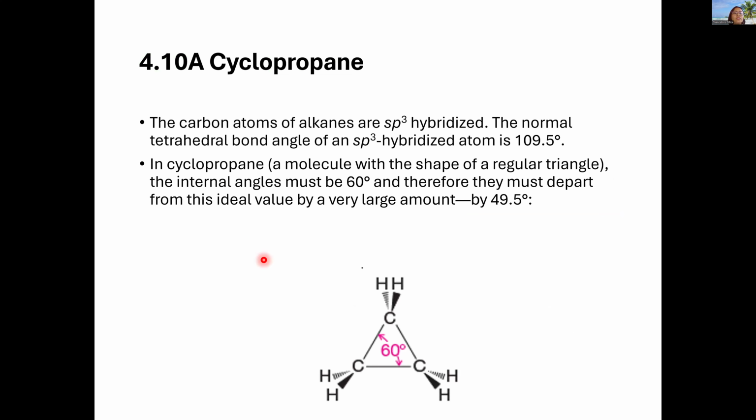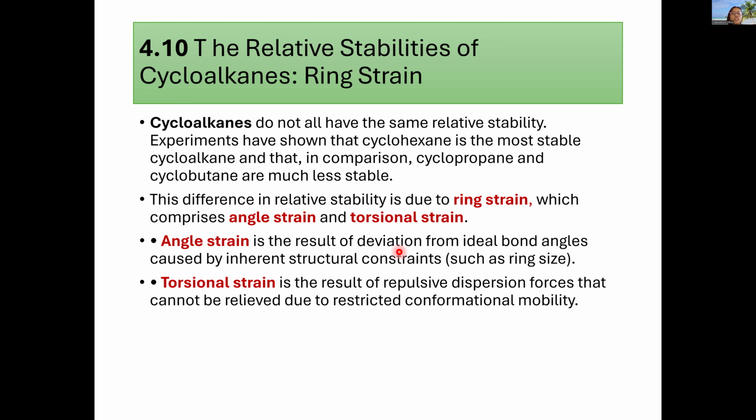Okay, so what is the angle strain? The angle strain is the result of the deviation from the ideal bond angle. If you remember, if you have your sp3 carbon utilizing the sp3 hybrid orbitals, your carbon will have a tetrahedral shape and the bond angle of 109.5. If the bond angle of carbon forming a bond with other atoms is less than its optimum bond angle, then your molecule will experience angle strain.